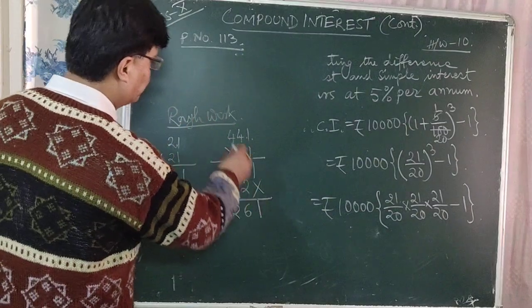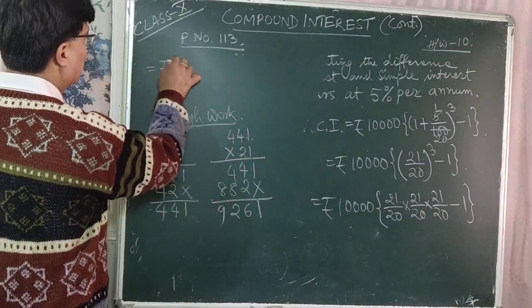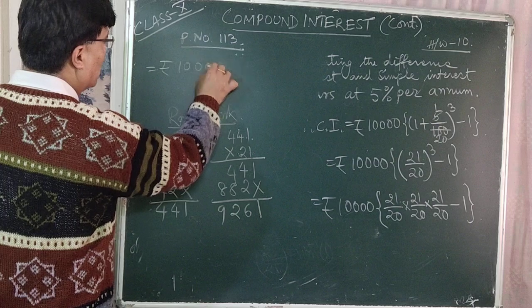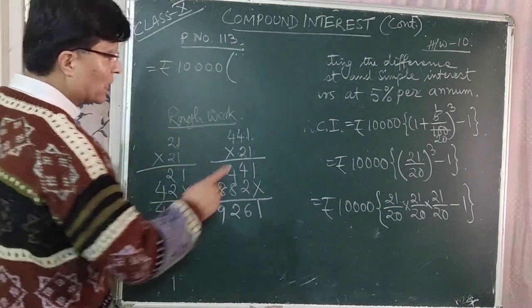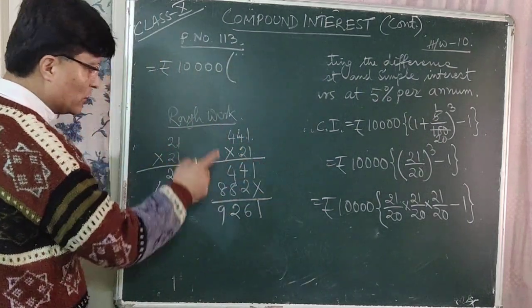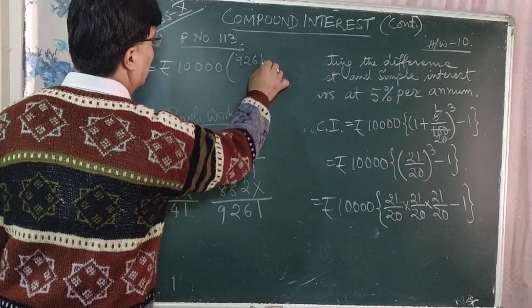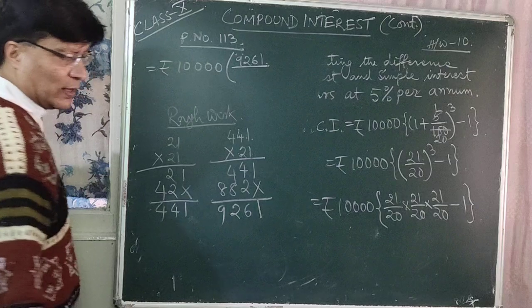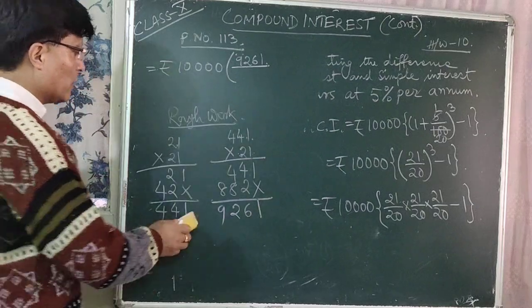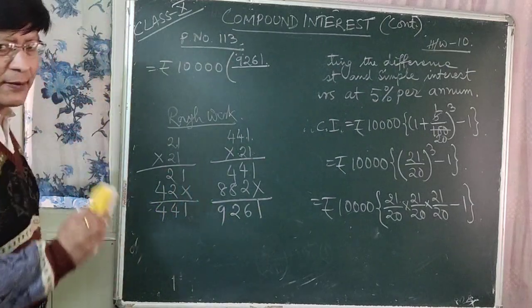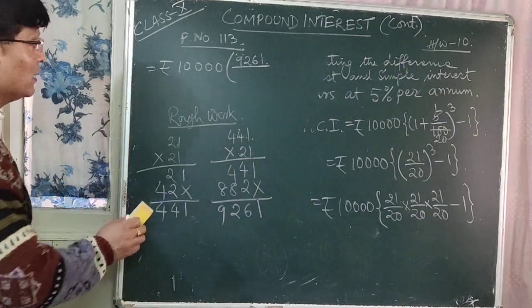So write down. Is equal to rupees 10,000 within bracket. What is 21 into 21 into 21? It is 9,261. So we got 9,261 after multiplying 21 into 21 into 21.